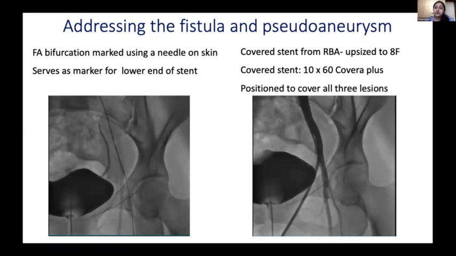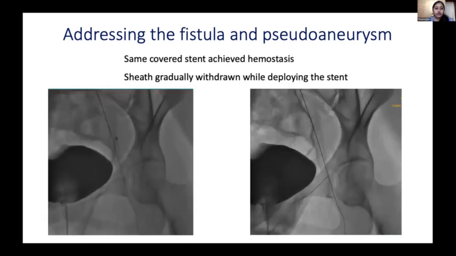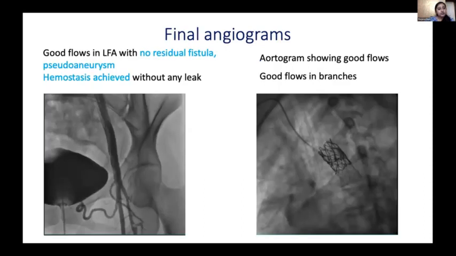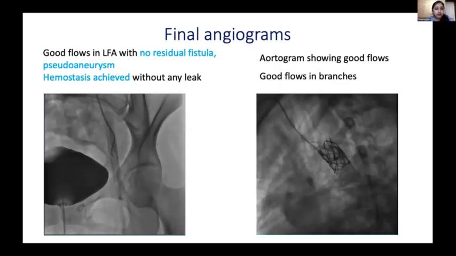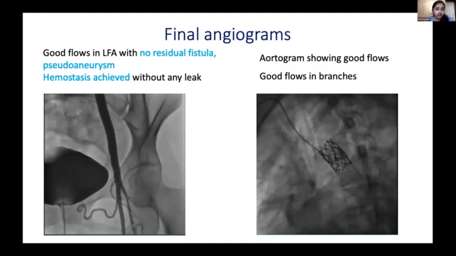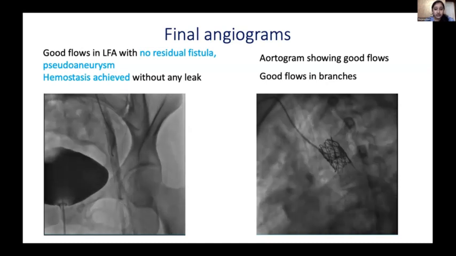The stent was advanced from the right brachial artery access, which was upsized to an 8-French sheath, and a 10×60 Viabahn self-expanding stent was used, and it was positioned so as to cover all three: the pseudo-aneurysm, the AV fistula, and the puncture site. The same sheath was used to achieve hemostasis, wherein the sheath was gradually withdrawn while deploying the stent, as shown in the first angiogram. These are the final angiograms, which demonstrate good flows in the left femoral artery with no residual fistula or pseudo-aneurysm, and hemostasis was also achieved without any leak.